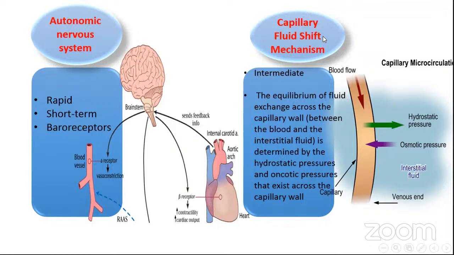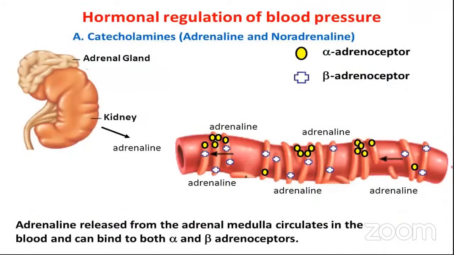Capillary fluid shift. The equilibrium of fluid exchange across the capillary wall between the blood and the interstitial fluid is determined by hydrostatic pressure and oncotic pressure that exist across the capillary wall. So low blood pressure results in fluid moving from the interstitial space to the circulation, helping to restore the blood volume and the blood pressure.